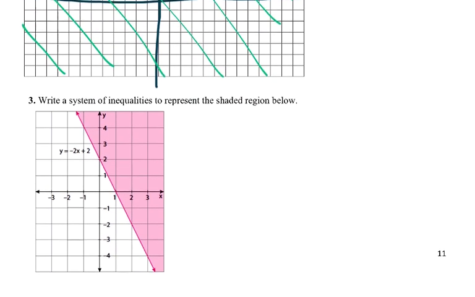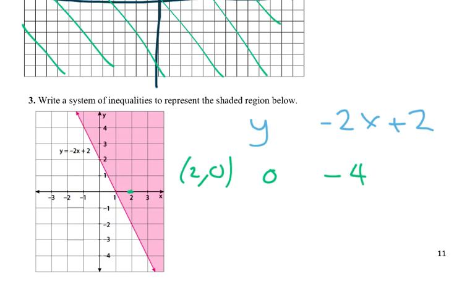What have we got here then? Well, our line is y equals -2x plus 2. And we've got to decide, is this shaded region where y is bigger than -2x plus 2 or less than? What we can do in this case is choose any point from the shaded region. So let's choose (2, 0). And let's substitute it in. 0 minus 2 times 2, minus 4, plus 2.